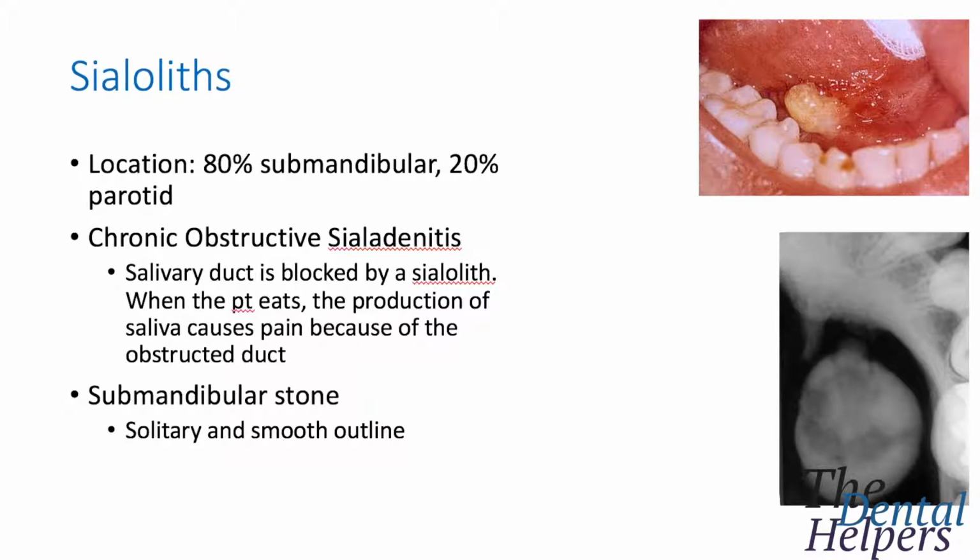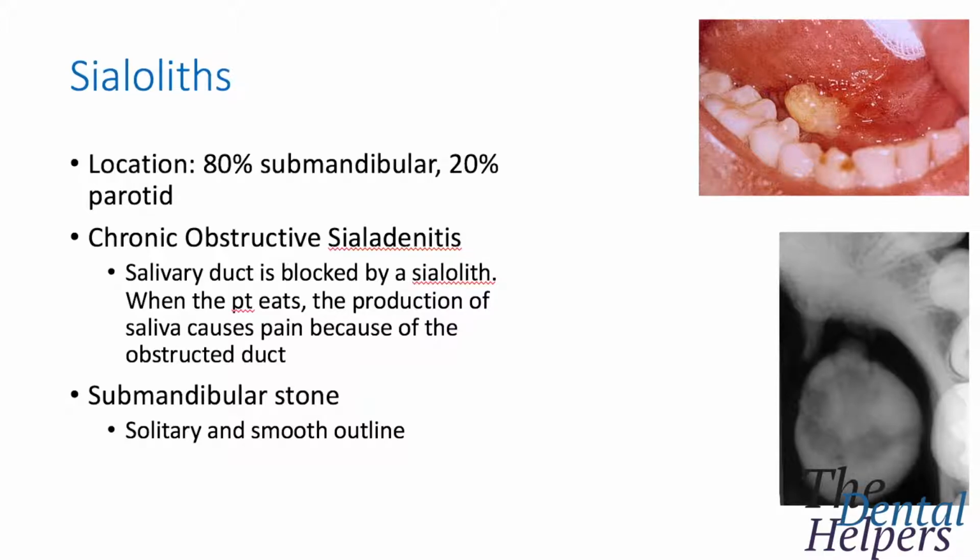So the first example we have is sialolithiasis, and 80% of the time we'll see them in the submandibular gland, 20% in the parotid gland. If you look on YouTube or Instagram, you're going to see a lot of people that have sialolithiasis or these stones that form in the duct.